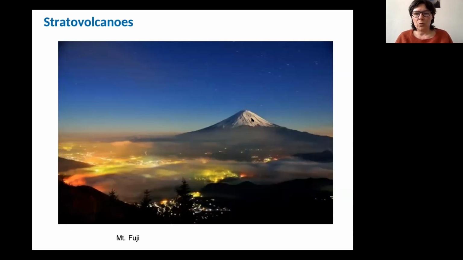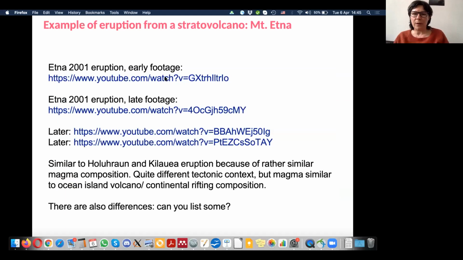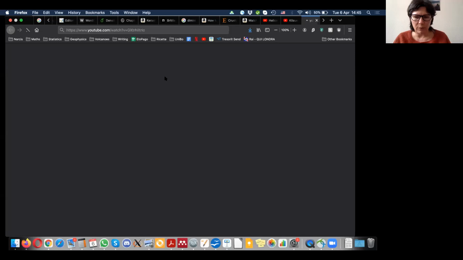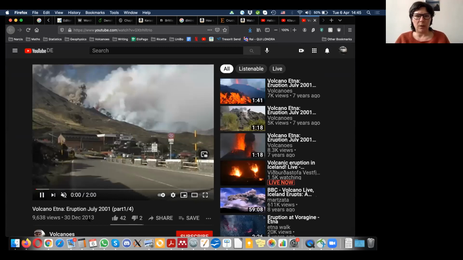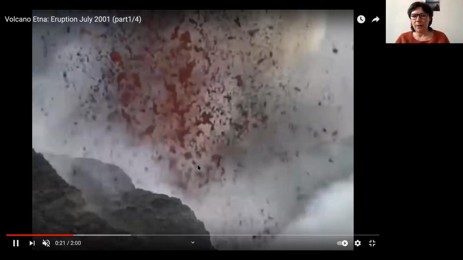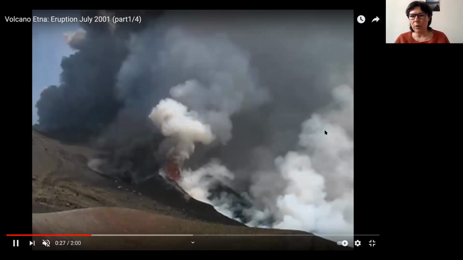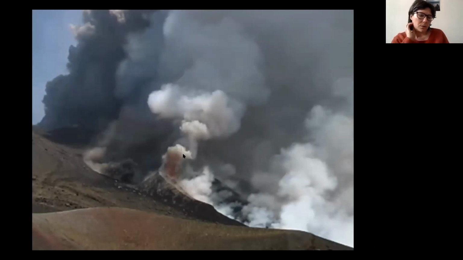So then what is the difference between these eruptions? We can have a look at this. It's more footage. So you see this is an eruption in 2001 and how they look like. You see that there is more explosive component because there are more gases in the magma.